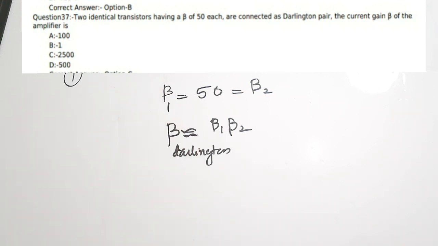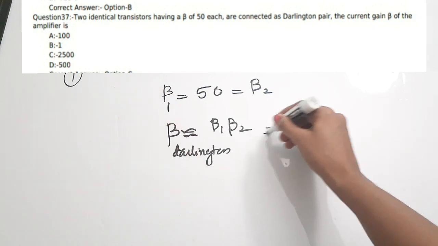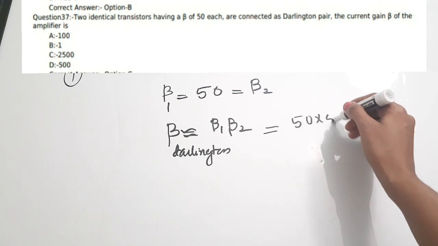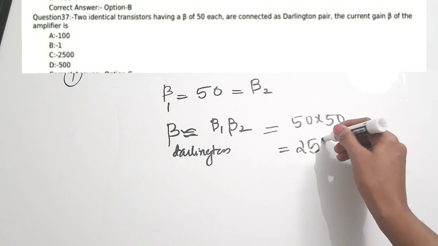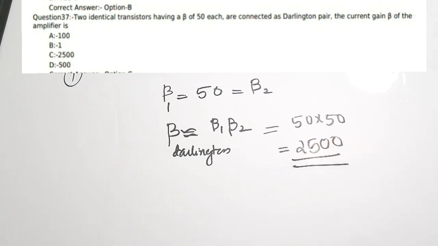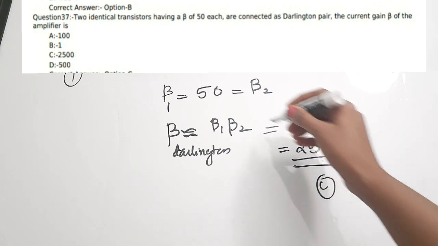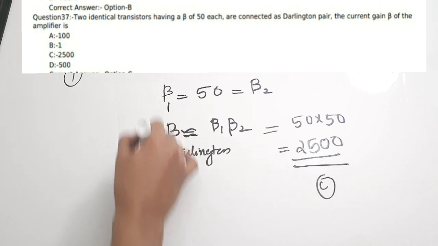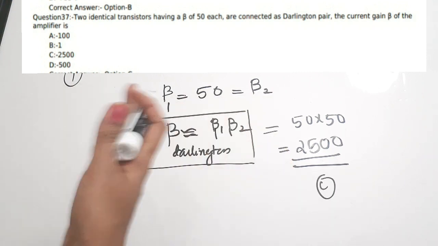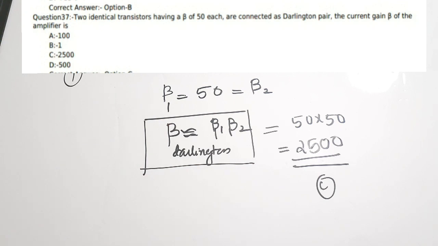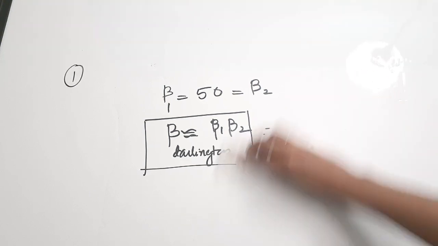Here you have to take 50 into 50, and that is equal to 2500, which will be the value of your Darlington pair's current gain. So the correct answer is option C. The equation here is beta Darlington is approximately equal to beta 1 into beta 2, or you can take it as equal to. So the first question's correct answer is option C. Moving on to the second question.